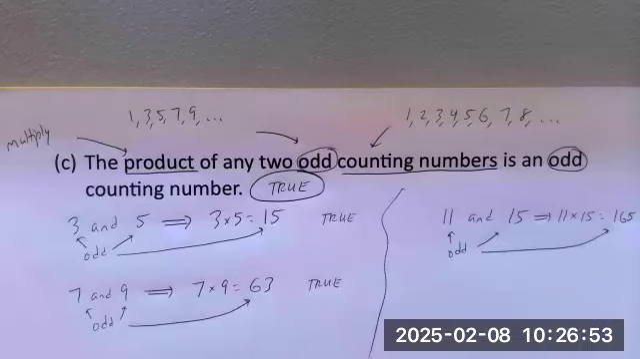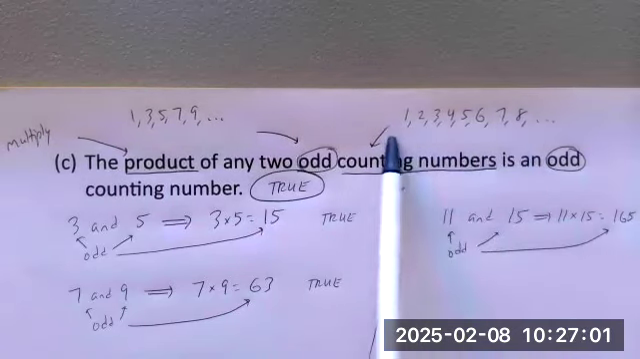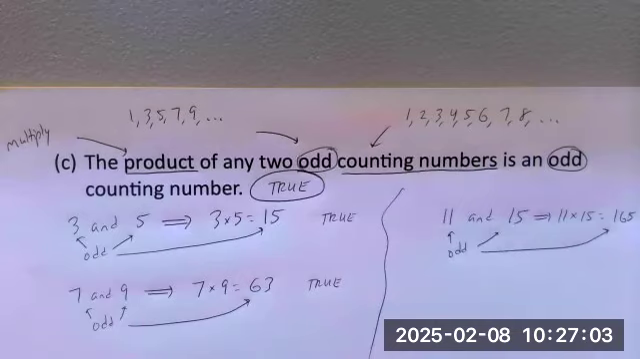We're not looking at zero or negative numbers here, or fractions or decimals, because we're talking about counting numbers. Counting numbers are these nice numbers that you're used to.